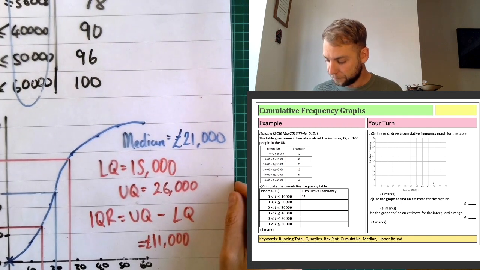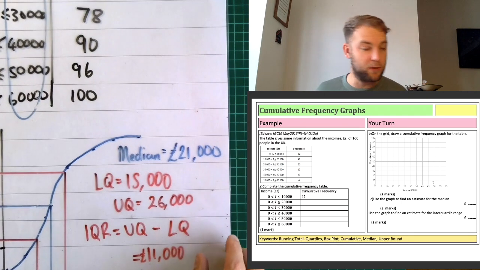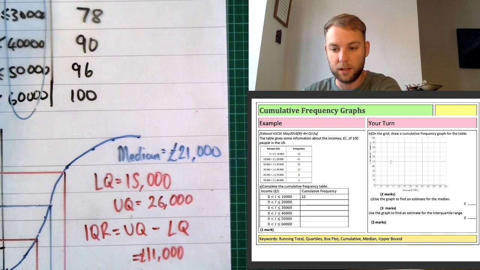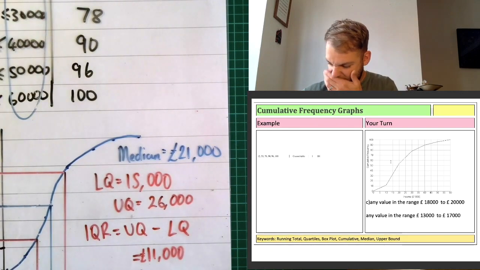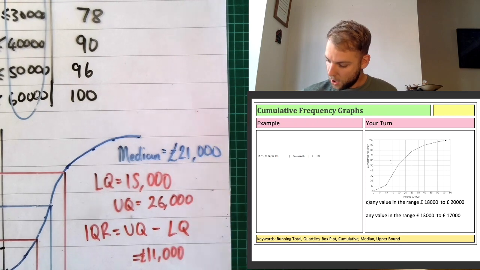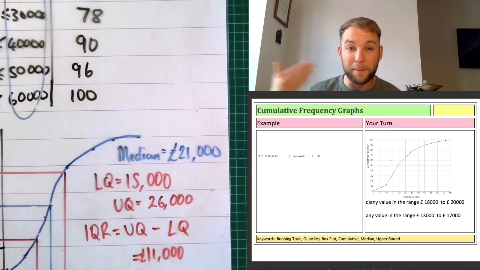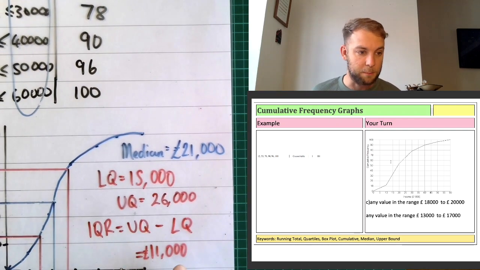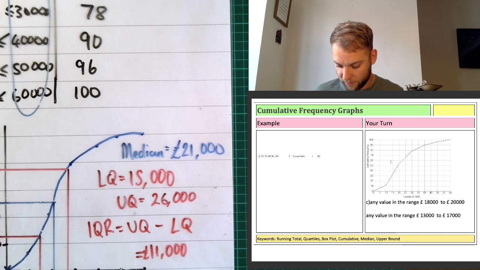So, yeah, we've got, where are we at? Let's check the, so mine's a little bit lower. Again, that's because my graph isn't great. My median, 21,000. I'm a bit above that because my graph isn't great. My range, anywhere between 13 and 17. Again, my graph isn't great with that one.